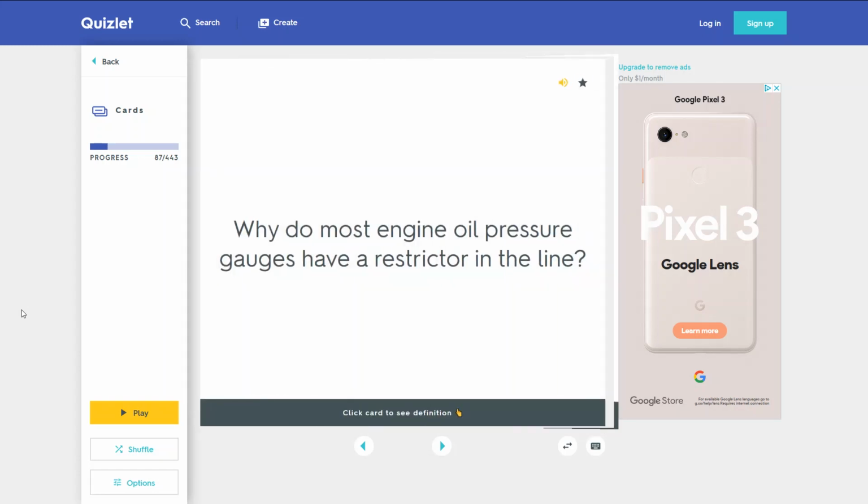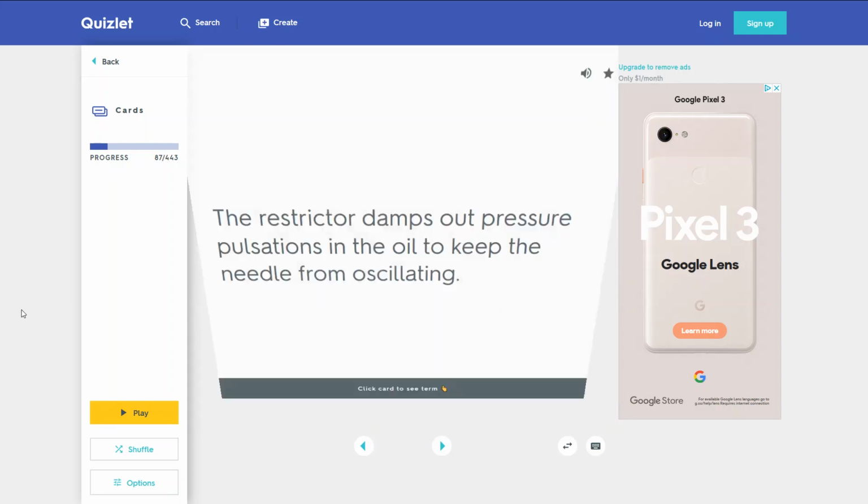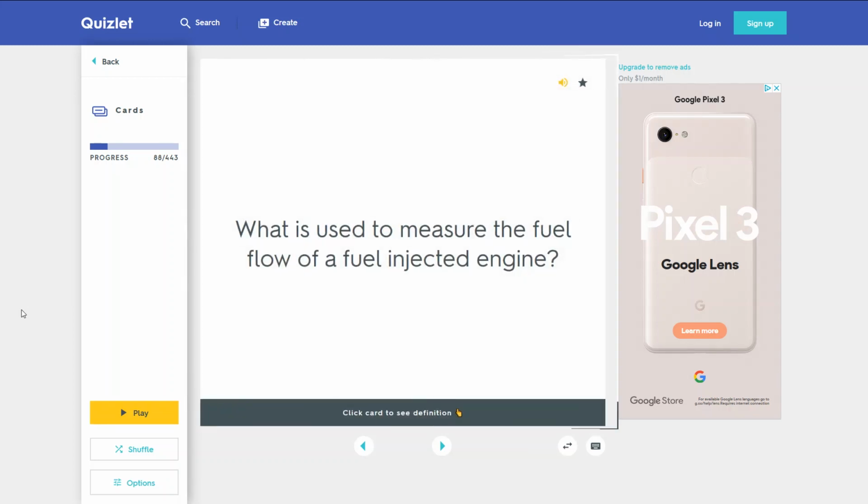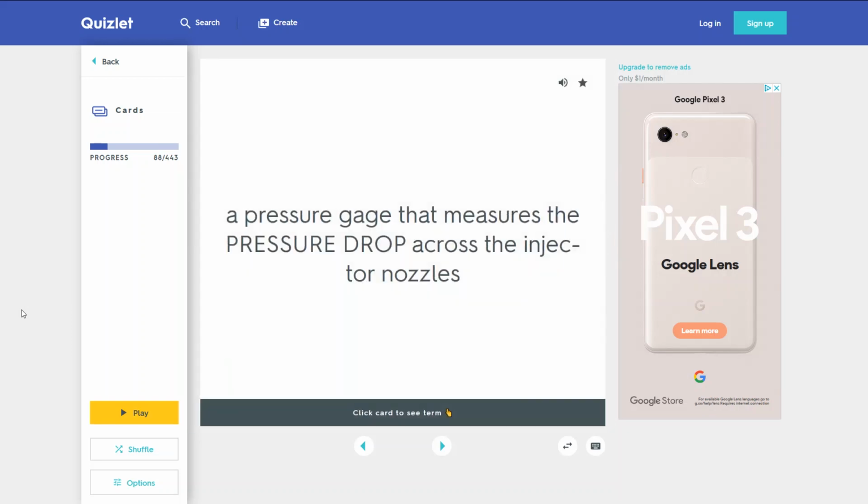Why do most engine oil pressure gauges have a restrictor in the line? The restrictor damps out pressure pulsations in the oil to keep the needle from oscillating. What is used to measure the fuel flow of a fuel-injected engine? A pressure gauge that measures the pressure drop across the injector nozzles.